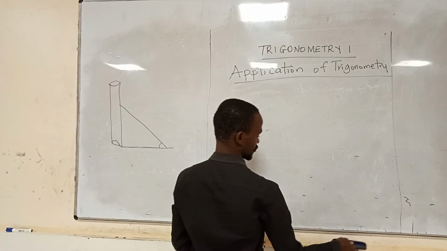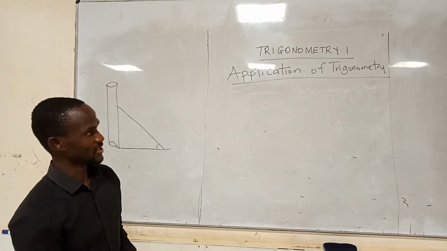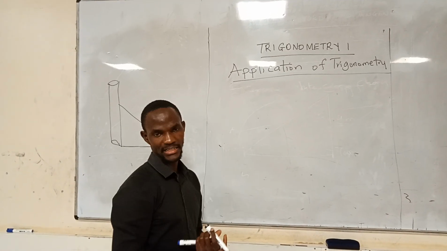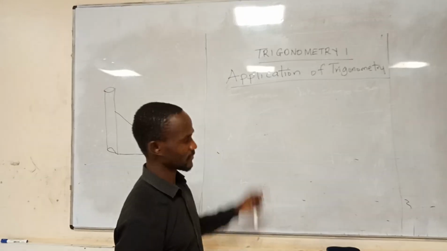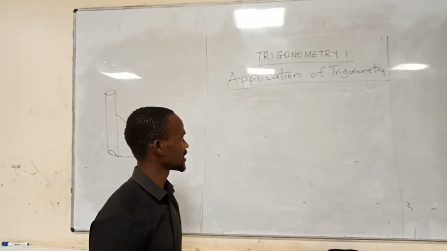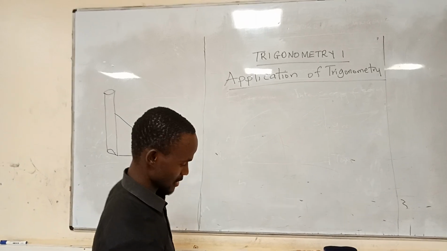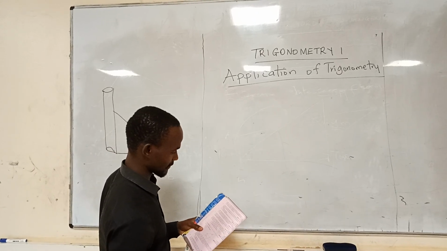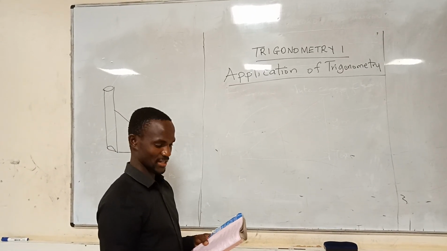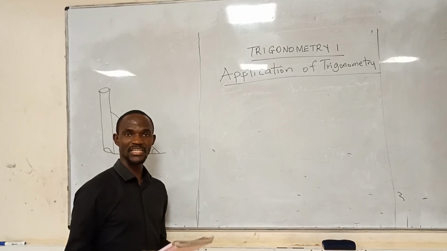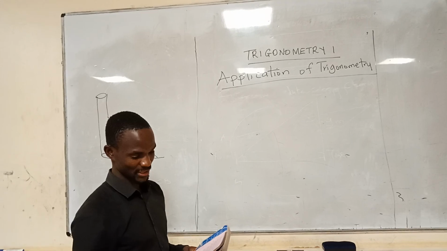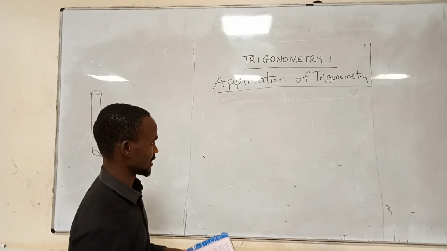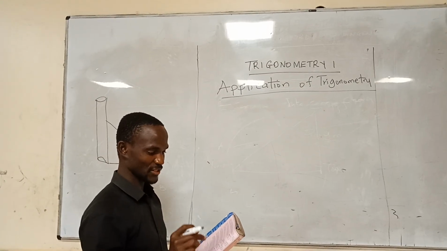Now this application, you have actually been dealing with even in the previous lessons, only that now we want to see how we analyze a given question. I want to use a question that is in KMF, a question that was set in the year 1994. The moment you have been given a word problem, it is important that you do an analysis of that particular question. Now you have a flag post 10 meters long fixed on top of a tower.